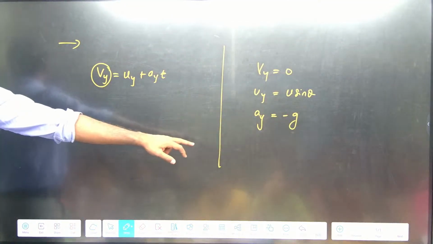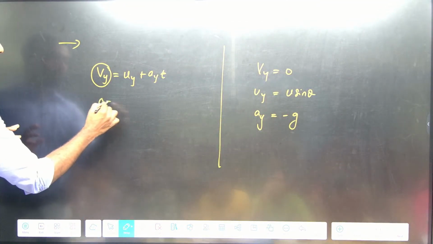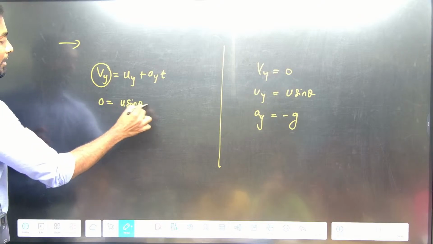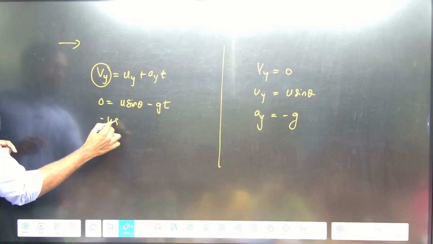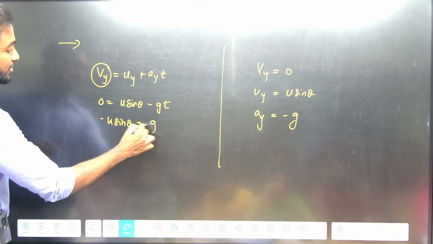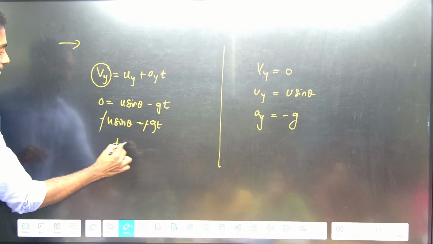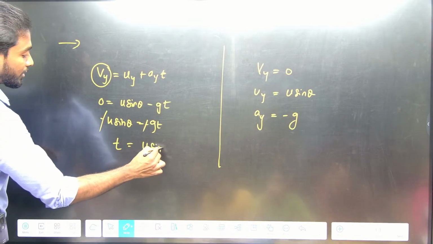These three things I know. I will substitute the values. 0 is equal to U sin theta minus gt. So minus U sin theta will be equal to minus gt, minus and minus will get cancelled, t will be equal to U sin theta by g.